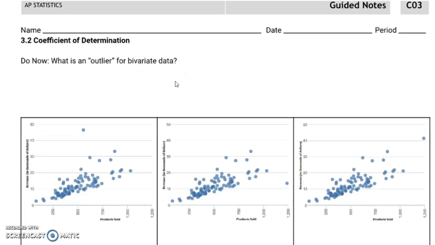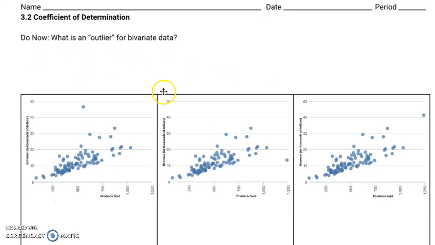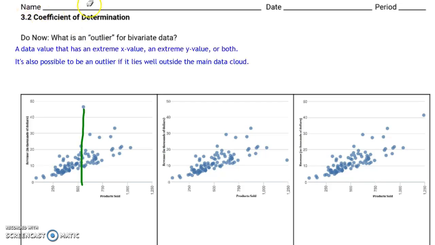We've already spoken about outliers for univariate data, but an outlier for bivariate data, for a scatter plot, is a little bit more difficult to quantify. So I gave these 3 pictures as an example. A data value that has an extreme x value, extreme y value, or both, would be an outlier. It's also possible that it's an outlier if it is well outside the main data cloud.